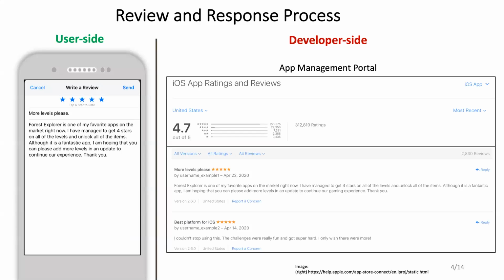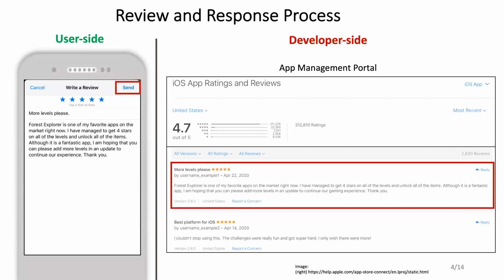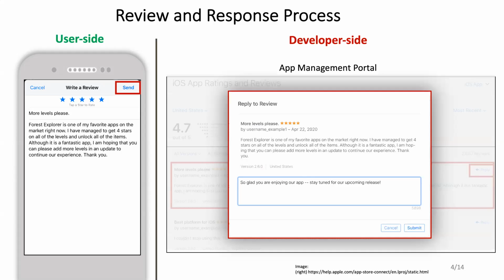So let's look at the review and response process in detail. Here the left side depicts the user side. In this diagram, the user is composing a review. When the user finishes composing, they can click send. The right side depicts the developer side. When the user review is submitted, it will show up on the developer's app management portal. Here, developers can see all reviews that the app received. They can read all those reviews and decide whether or not to respond to the review. If they decide to respond, they can click the reply icon on the right side of each review, and this will bring up the text area where they can write their response to the review.